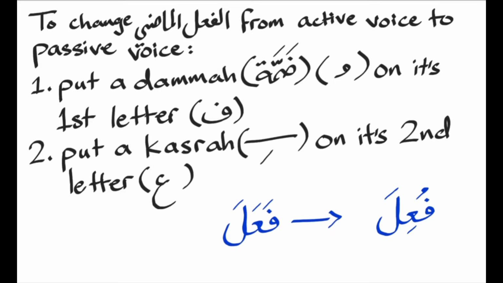So if you follow the same 2 steps, meaning putting a dhamma on the first letter fa and putting a kasra on the second letter ayn, to all of the verb forms, fa'ala will become fu'ila, fa'ala will become fu'ila, fa'alu will become fu'ilu, and likewise. So the procedure is very simple. Now let's take a look at the table of past tense verb forms in passive voice.